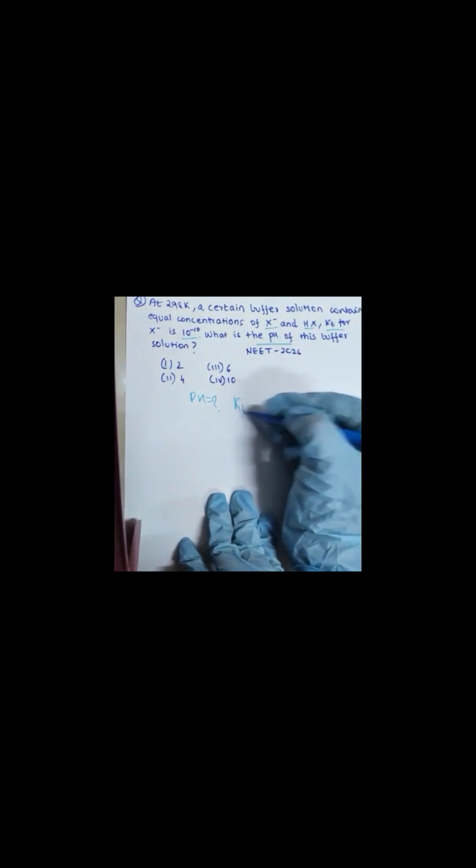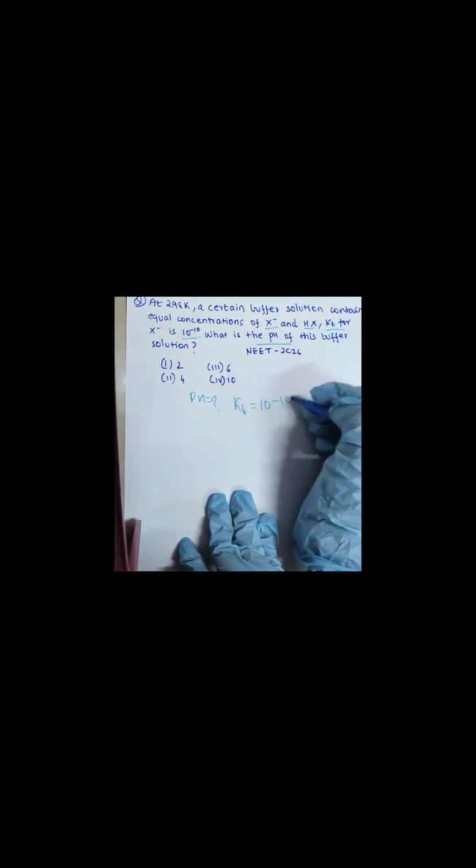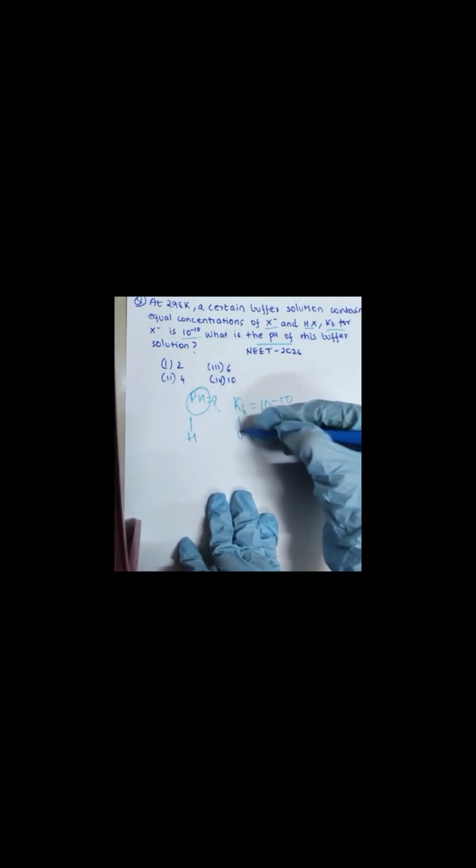Okay guys, so this is NEET 2026 question. At 298 Kelvin, a certain buffer solution contains equal concentration of X minus and HX. The Kb for X minus is 10 to the power minus 10. What is the pH of the buffer? Okay, now they're just asking you the pH. Now if you see, they have given you the Kb. Kb is 10 to the power minus 10, but they're asking us pH. We need to know H, but Kb is OH.